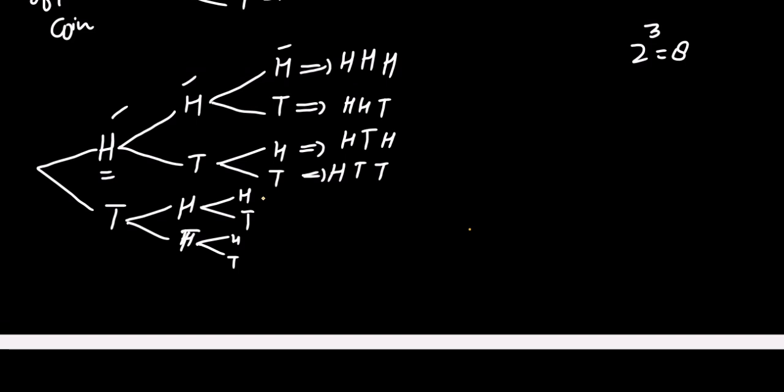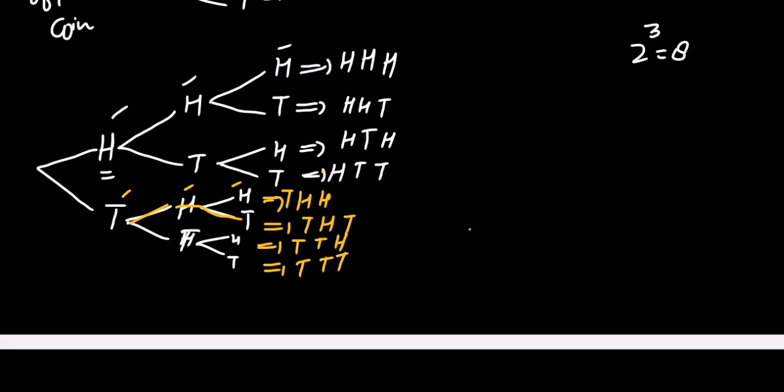Now if you make the fifth one, the outcome is tail head head, by joining this tail with these two heads. Similarly, if you move from this branch, tail head to tail, this gives us tail head tail. This branch gives us tail tail head, tail tail tail.